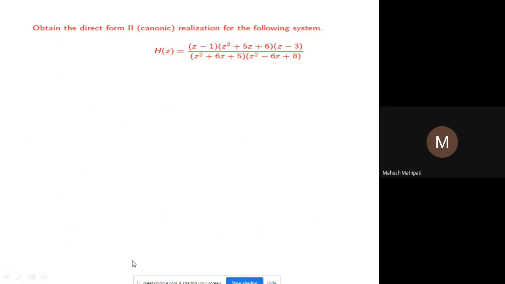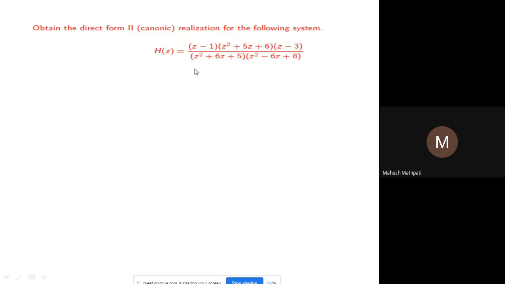Just note down this example. Obtain direct form 1 and direct form 2 realization for the following system function. So until now, when the difference equation was given, we calculated direct form 1 and 2. Right, now here he has given the transfer function. With this we need to calculate direct form 1 and direct form 2.